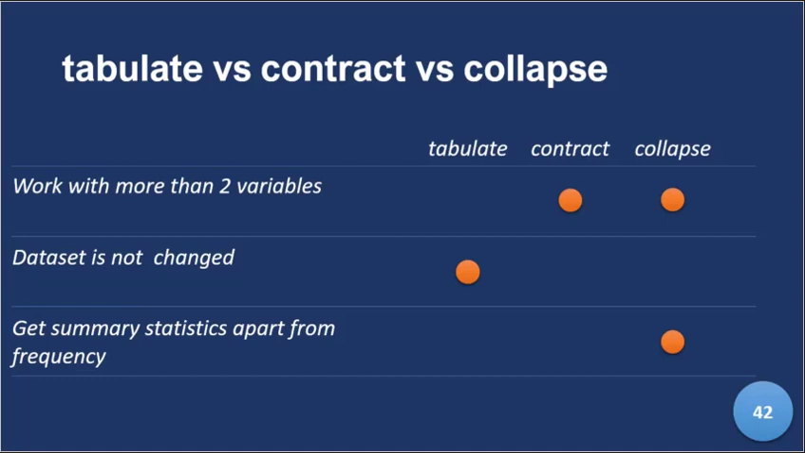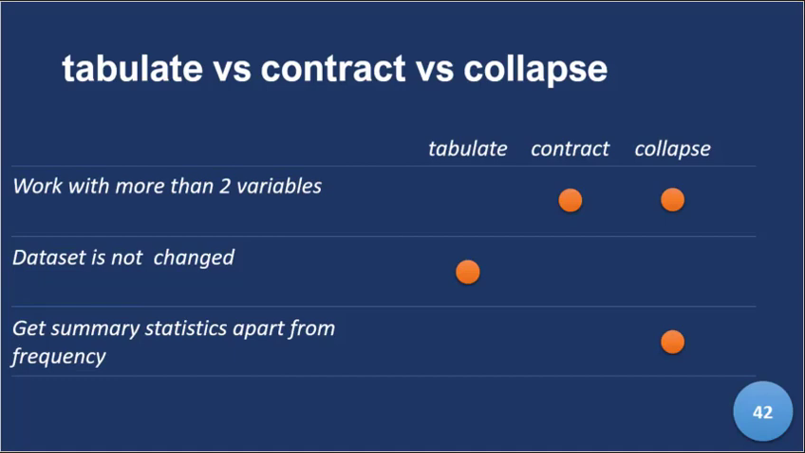So, if you wanted to do a breakdown with more than 2 variables, you can use contract and collapse. For tabulate, you may have to do a bit of advanced variant, which we do not have for this course, just keeping it simple. In tabulate too, the data set is not changed. What happens with the others, as you will soon see in the practical session, is that the data set changes its form. It's not the data set you started with, and you can't unchange it. You can't just go back and say, I'm no longer contracting or collapsing. Once you contract and collapse, the data set will change.